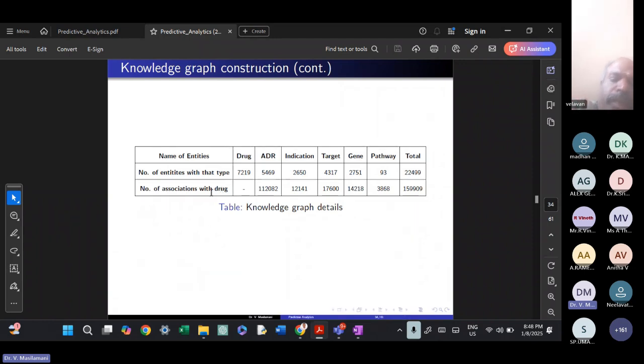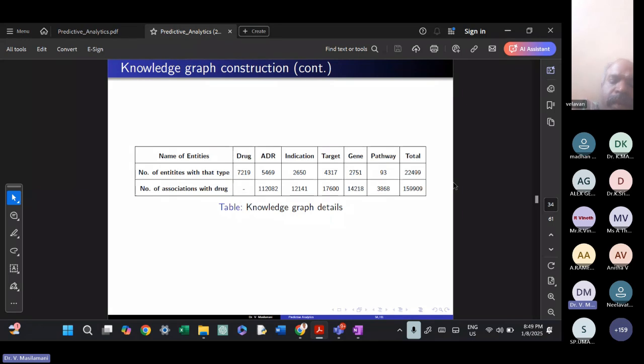Meaning the number of edges. Number of edges are this many. Number of edges from drug to ADR is 1,12,000 something. And the number of edges from drug to indication is 1,20,000 12,141, and the number of associations, meaning number of links or edges from drug to target, is 17,600 and so on.